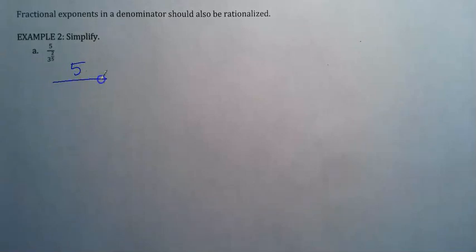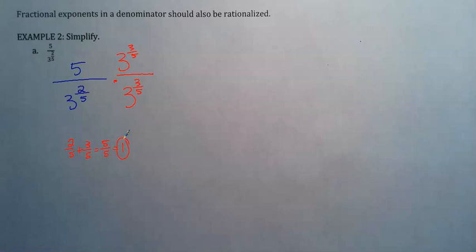So it's 5 divided by 3 to the 2/5 power. To rationalize this, we're going to multiply by 3 to the 3/5 power. The reason this is rationalized is that when we have 3 to the 2/5 times 3 to the 3/5, with the same base and multiplying, we add the powers together. So 2/5 plus 3/5 equals 5/5, or 1. That's how that's rationalizing those.